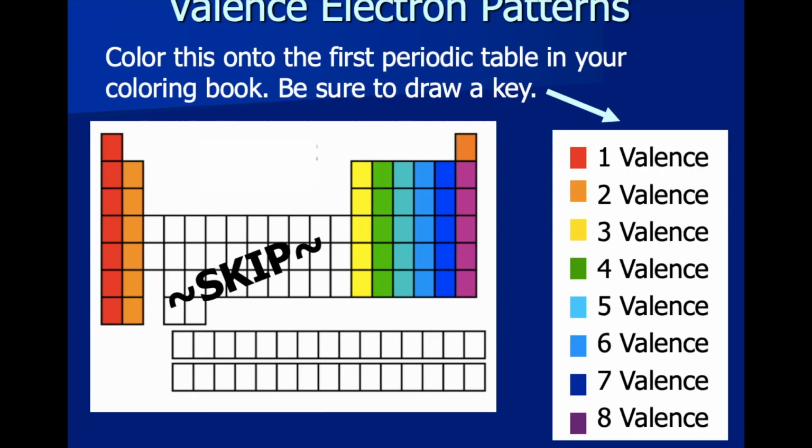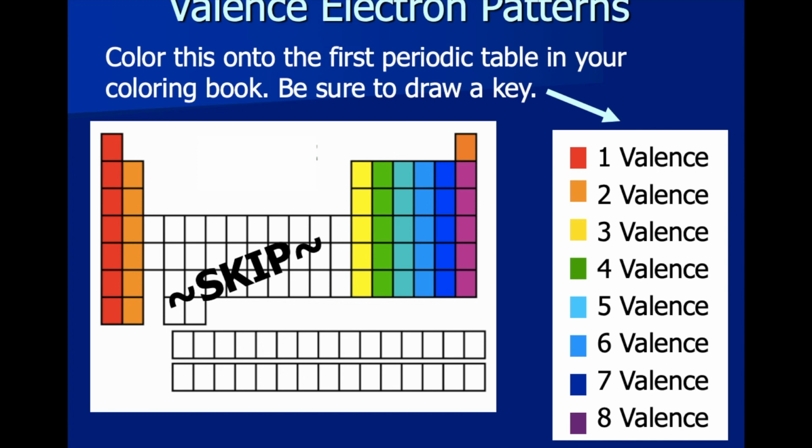Next, we're going to be coloring valence electron patterns in our coloring book. Use this as a guide to help you. The colors may be different, but you need to make sure to have 8 different colors. Also, please take a look at helium and note that it is the same color as column 2, or in this case, the orange color.